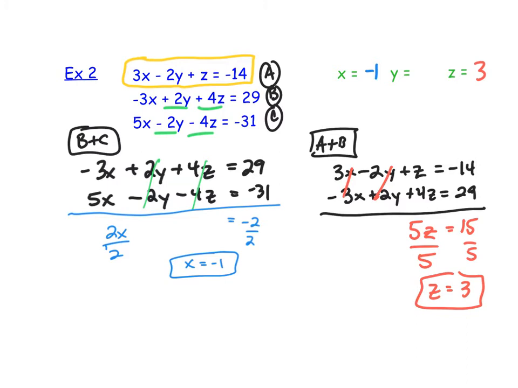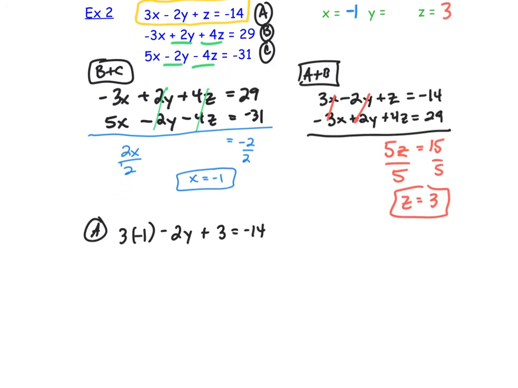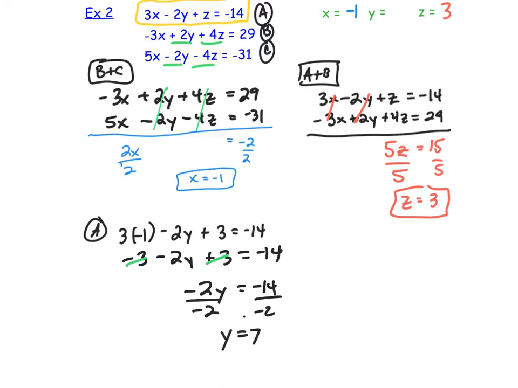So this is equation A again, and I'm doing 3 times negative 1 minus 2y plus z, which is 3, equals negative 14. This is negative 3 minus 2y plus 3 equals negative 14. Well, negative 3 and positive 3 are inverses of one another, so we end up with negative 2y equals negative 14. Divide both sides by negative 2, and we get y equals 7.